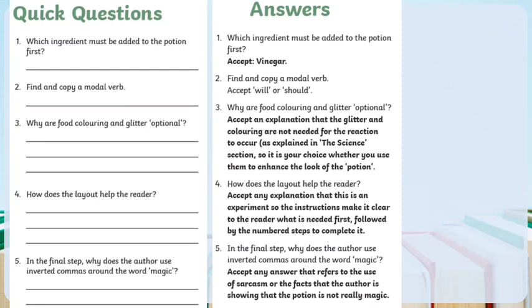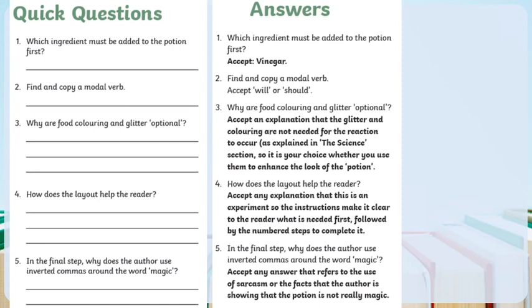Number 4, how does the layout help the reader? This is a style question. This is all about how the layout of the text has been used to help the reader. So this is anything to do with the fact that it's written in a set of instructions makes it clear. You can follow it step by step so you can see what is needed. Anything that gives me a bit of detail about why writing it as a set of instructions is helpful.